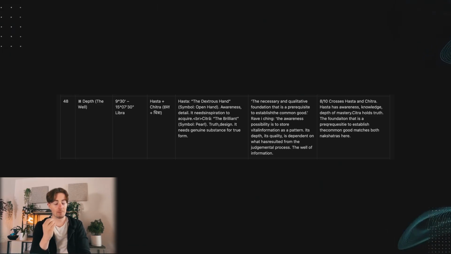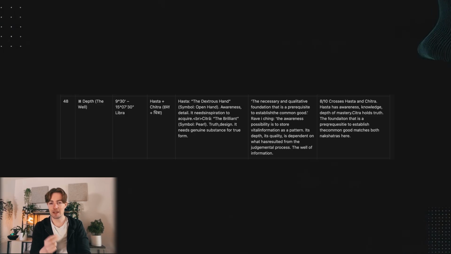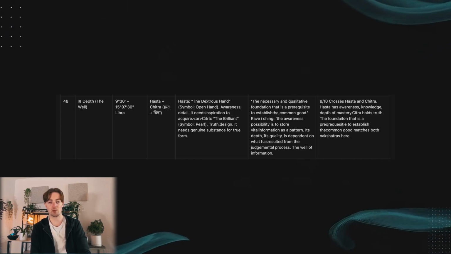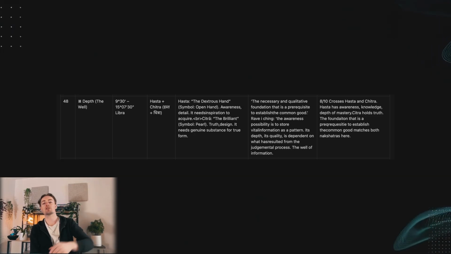So the notes for the gate of depth: the necessary and qualitative foundation that is a prerequisite to establish the common good. I've never really understood that description. It's a really abstract one. The necessary and qualitative foundation that is a prerequisite to establish the common good.